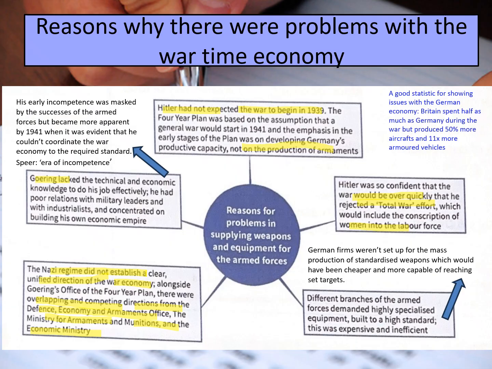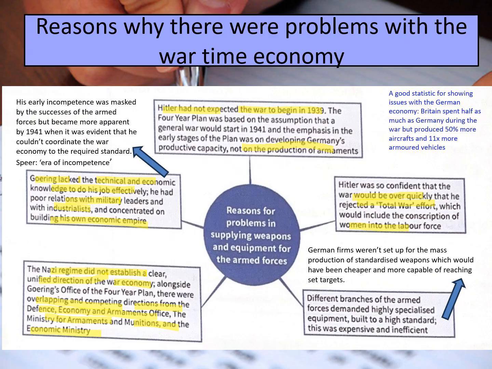Furthermore, if we think about Goering and his role as the economics minister, he basically lacked the technical and economic knowledge to do his job effectively. Even Speer talked about the time when Goering was in charge as the era of incompetence. And basically, he had poor relations with military leaders and with industrialists, and he was just worried about building up his own economic empire rather than meeting the needs of the wartime economy.